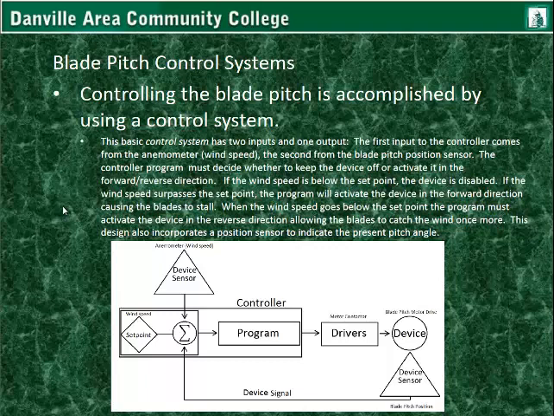Also, if the wind speed becomes too great, it needs to pitch the blades to maybe quarter pitch or something like that, maybe a little more, and possibly apply a braking system so that it doesn't overspeed the rotor. Once it does that, it still has to check, are the conditions okay? Are the winds sustained, and what present position are the blades in? So there's a lot to consider with these control systems.